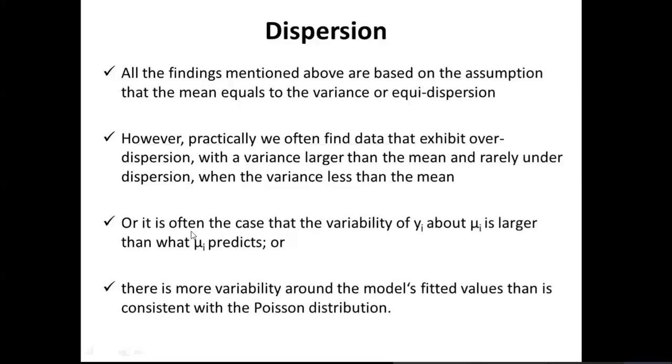So we apply Poisson regression only when the mean is equal to the variance. That means in the case of equidispersion. Very good.